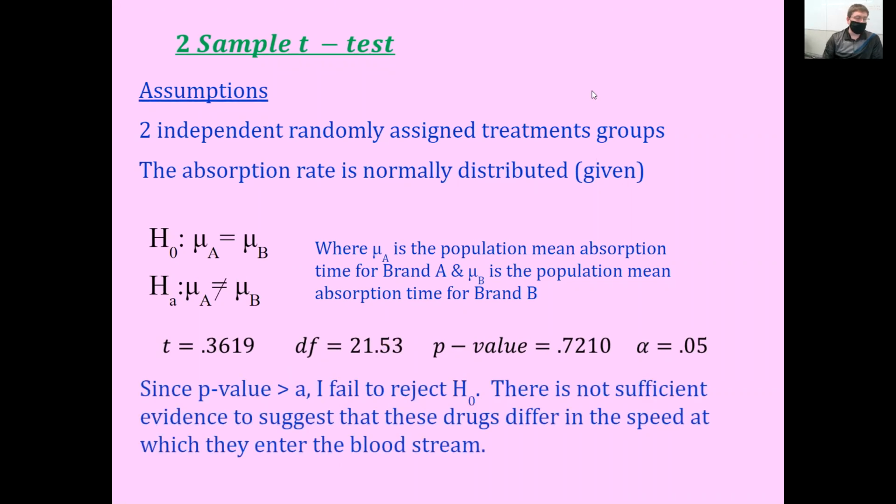All right, don't forget your conclusion. Since the p-value is what? Well, it's 0.72. That's a large p-value. It is greater than alpha. I fail to reject the null hypothesis. There is not sufficient evidence to suggest that these drugs differ in the speed at which they enter the bloodstream.